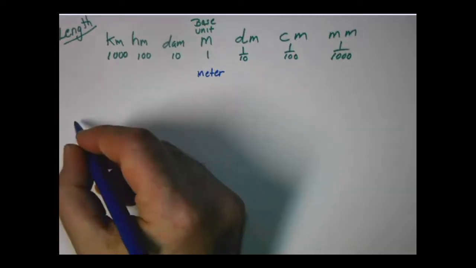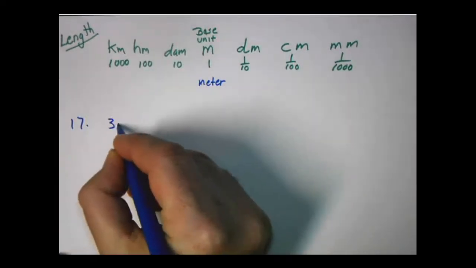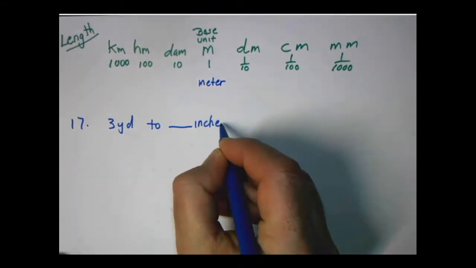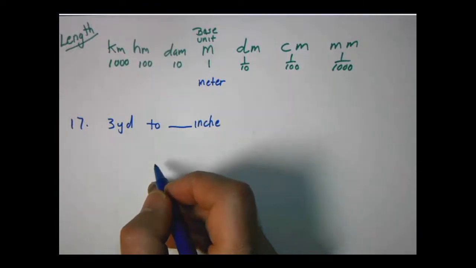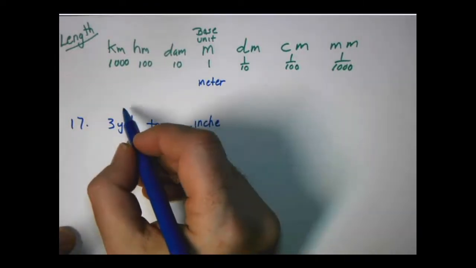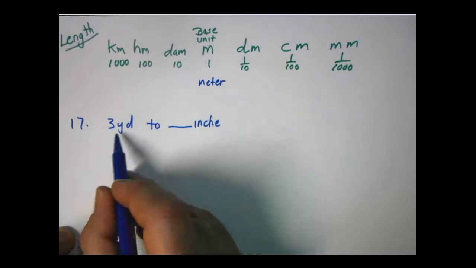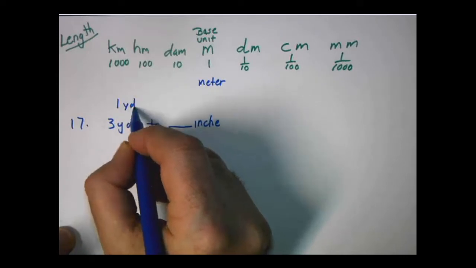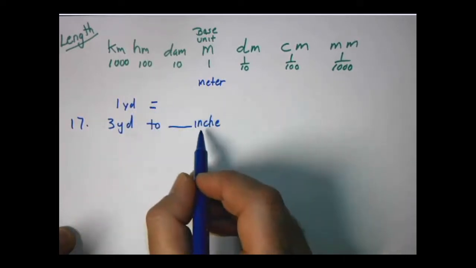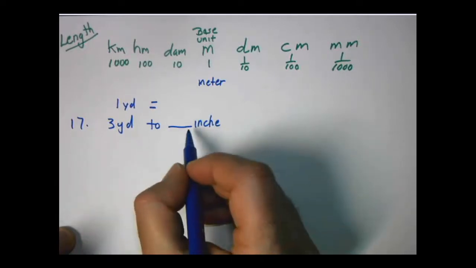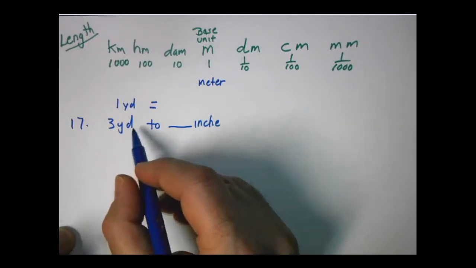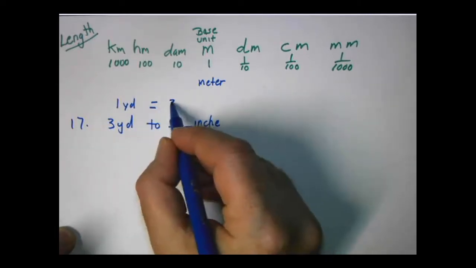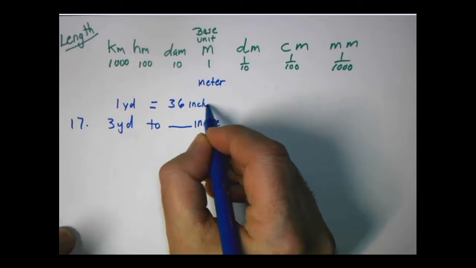Number 17 is 3 yards, and we're going to convert that to inches. How many inches? Well, like with everything else, I like to set up a ratio. My method of instruction is that we take the largest unit, in this case yards, and I'm going to put a 1 on it. So 1 yard is equivalent to how many inches? Well, there are 12 inches in a foot, and there are 3 feet in a yard. So therefore, 1 yard is equal to 36 inches.